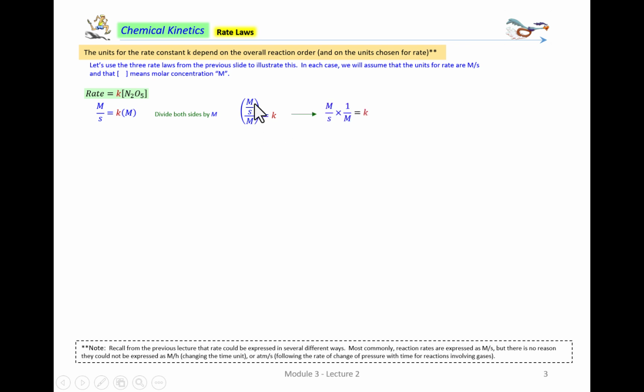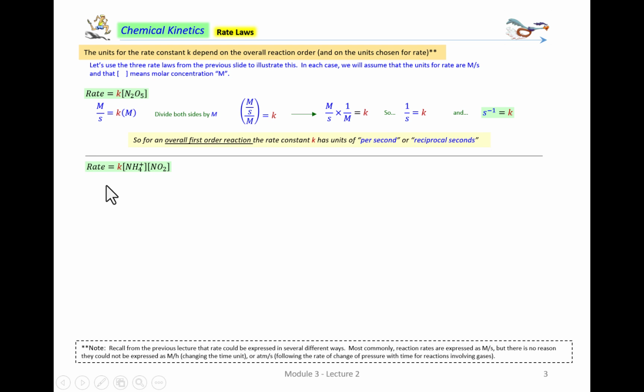And of course, that is the same thing as molar per second times 1 over molar. You can see the units molar cancel, and we'd be left with units of 1 over seconds for K. And typically 1 over seconds is designated as seconds to the minus 1. So for an overall first order reaction, the rate constant K has units of per second, 1 over seconds, sometimes called reciprocal seconds, or just seconds to the minus 1.